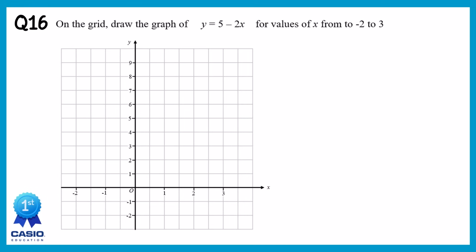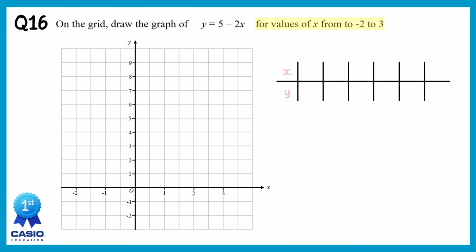For this question, we need to draw the graph of y equals 5 minus 2x for x values from -2 to 3. What we do here is draw out a table, and we have x and y values, but we've been told in the question the x values need to go from -2 to 3. We just use this formula up here to work out the y values. Y will always equal 5 subtract 2 lots of the x value.